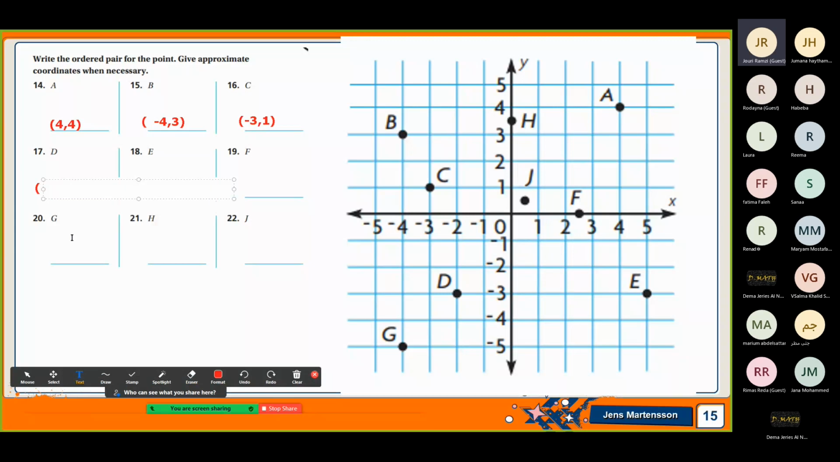Teacher, I solved it now and everything is right until now. Now then, I solved it yesterday. Rimas. Yes, teacher. E is 5 and -3. 5 and -3. Thank you.